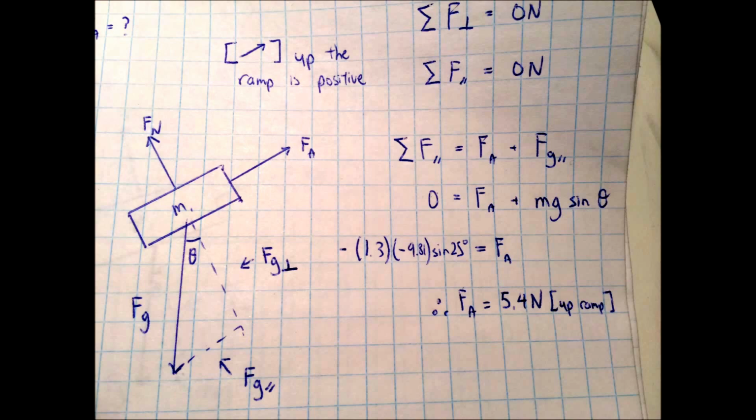When summing in your values, don't forget that the Fg component is actually negative, since it's acting down the ramp. You end up taking the negative of a negative, which results in a positive value for Fa. We have now solved part A.